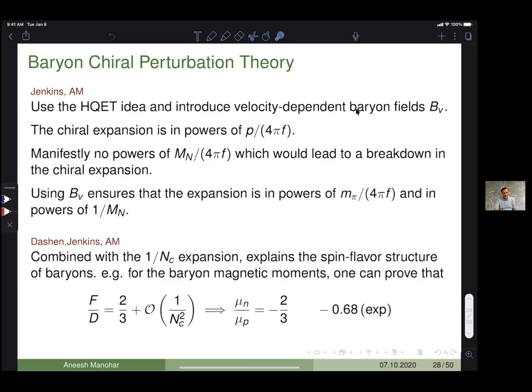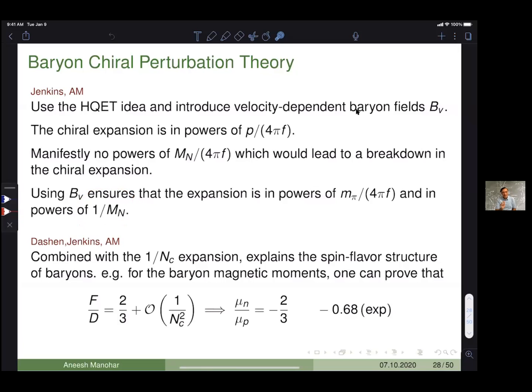But by using velocity-dependent fields, it turns out that you can ensure that the expansion goes back to the usual expansion for pions in powers of m pi over 4 pi f, or small scales over 4 pi f, and you never get powers of the baryon mass in the numerator. In fact, the analog of the heavy scale in this case, you get inverse powers of the baryon mass.